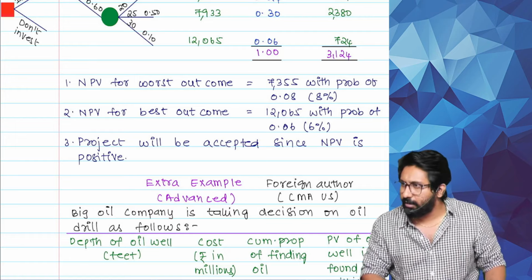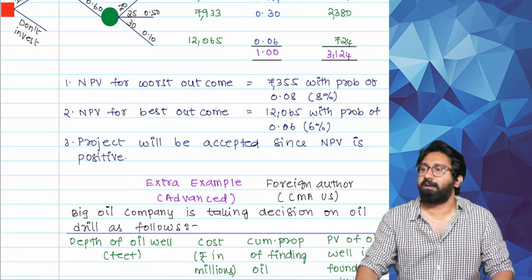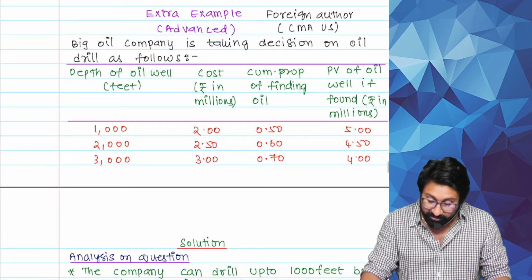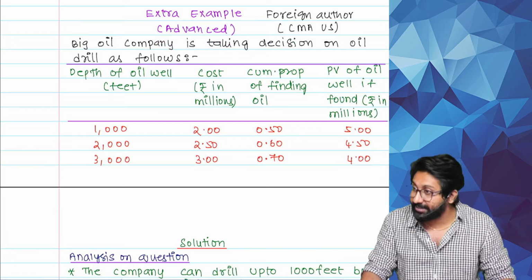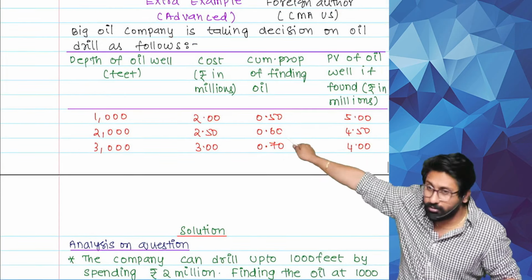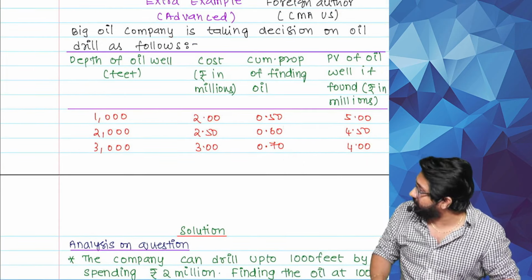Good question. This is the worst way a question can come in the exam, because this question has cumulative probability and joint probability. See the answer just like that. See the screen. Here is the question. That's all. The question is over. Analyze the project.